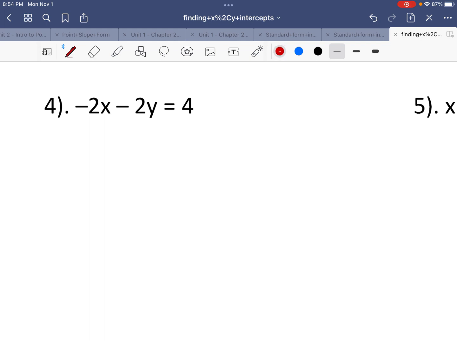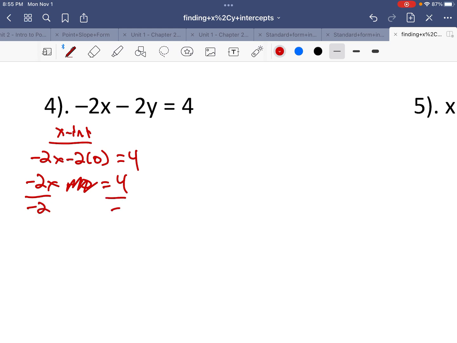Just remember, for the x-intercept, we let y be 0, just like that. So negative 2x. Negative 2 times 0 is a 0. So I can put minus 0, I can put plus 0. It doesn't make a difference. It's 0, so I'm just going to erase it. Divide by negative 2. x equals 4 divided by negative 2, which is negative 2. So that is the coordinate (-2, 0) for the x-intercept.